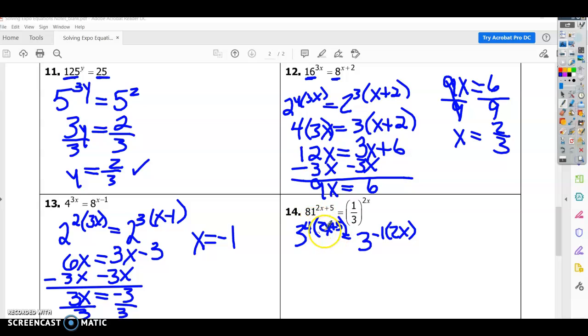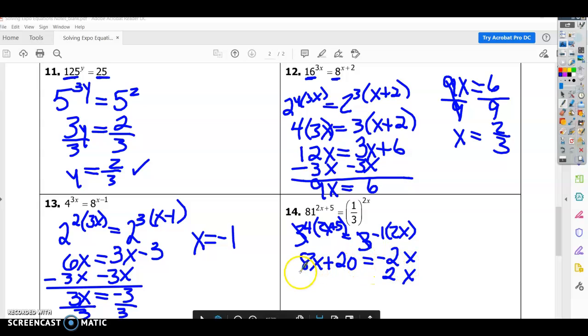And then again, I've got to distribute here. So 4 and 2 give me 8x. 4 times 5 is 20. And then negative 1 times 2x is negative 2x. And again, once I get the same base, the bases drop. That's back to the rules when we started the first video here. We looked at how to solve these. So just refer back to your notes if you need to.